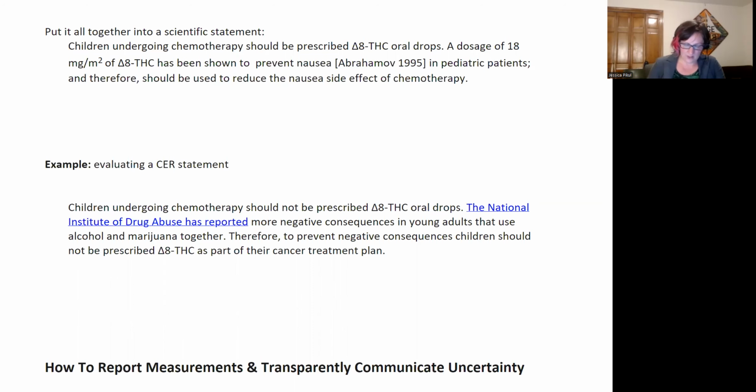So let's break this down. First, let's find our claim. It's starting off at the beginning. It's that opinion that children should not be prescribed delta 8 THC when they're undergoing chemotherapy. Now, the evidence that's cited for this is a report that there are consequences for combining alcohol and marijuana in young adults. Okay. And then the reasoning that's provided is to prevent negative consequences, then in children, they shouldn't be prescribed delta 8 THC.